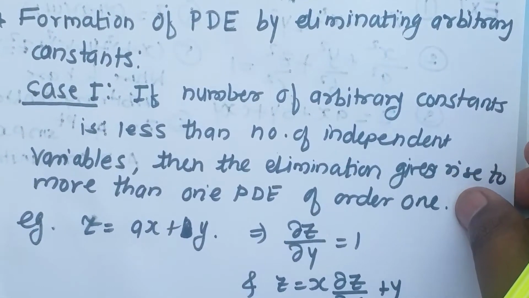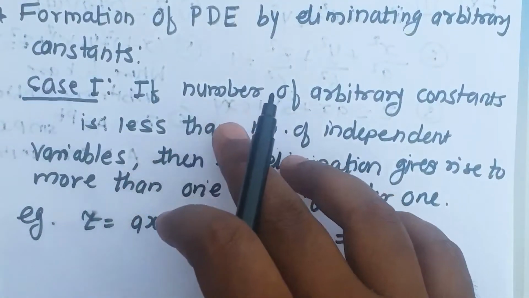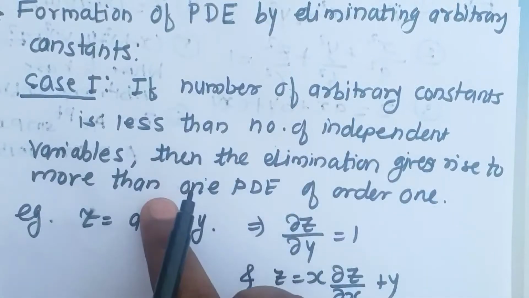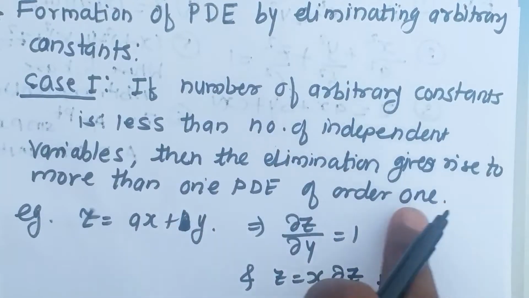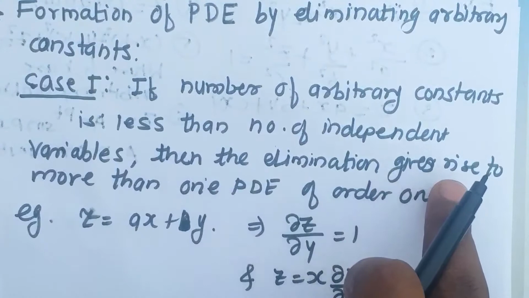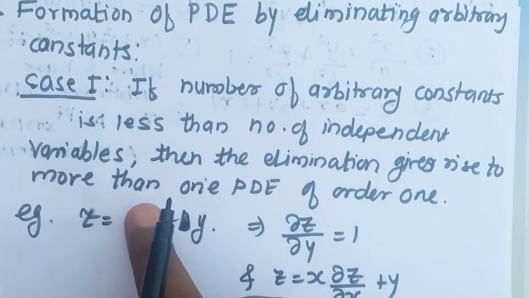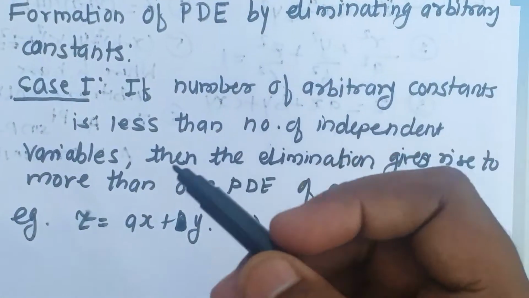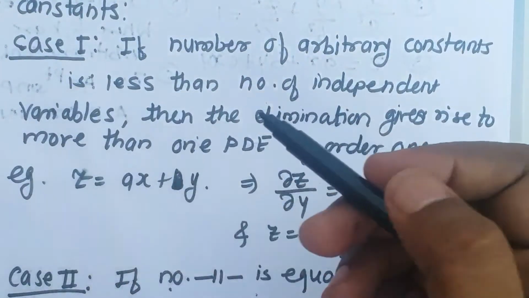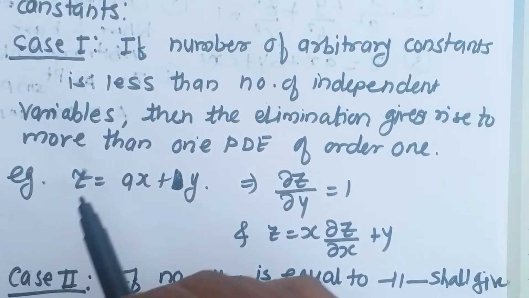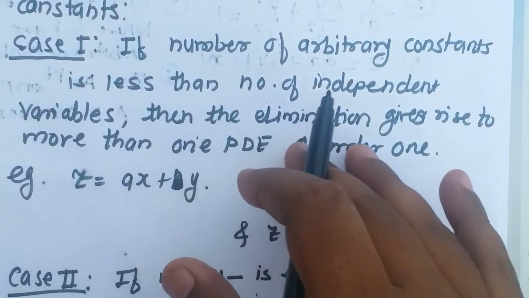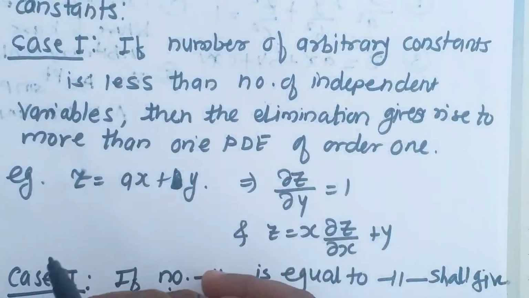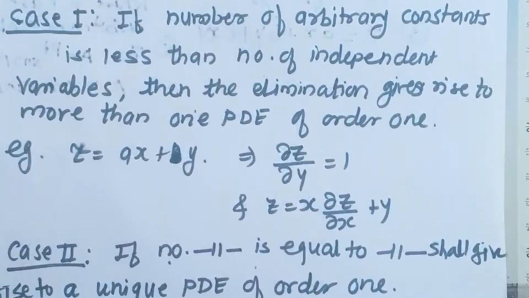Okay, so let us discuss case 1. If the number of arbitrary constants is less than the number of independent variables, then the elimination of arbitrary constants gives rise to more than one partial differential equation of order 1. Meaning, if the number of independent variables is more than the number of arbitrary constants, in that case you will get more than one differential equation of order 1. The same equation may give two different equations.